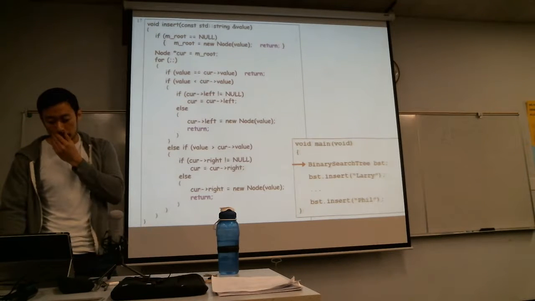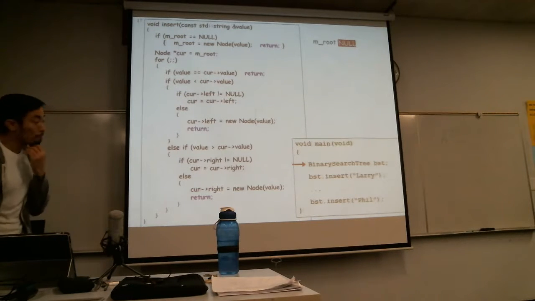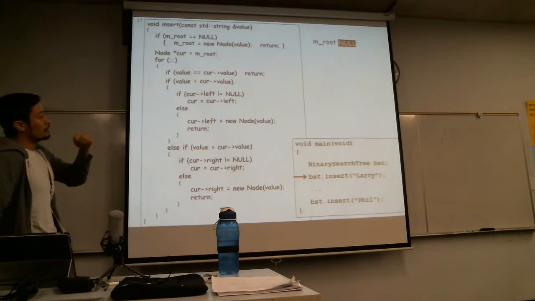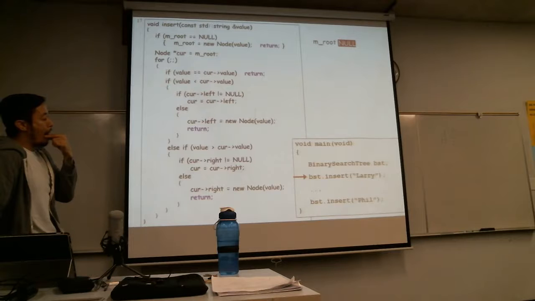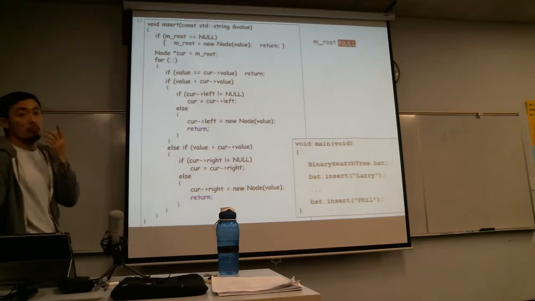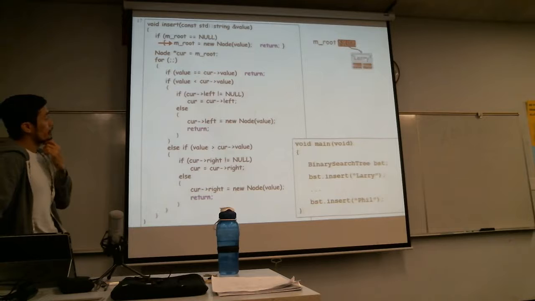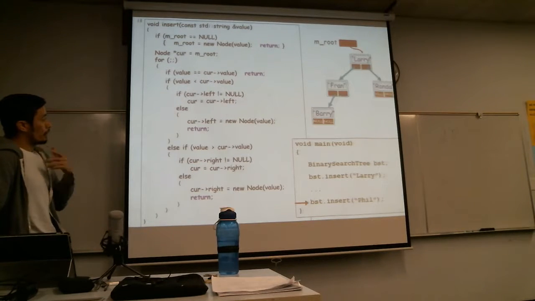So if I create a binary search tree, it starts out as null. If I insert Larry, what happens? You make a new node. Yeah, because the tree is empty, right? So make a new node and throw Larry in there. And that's how you draw that. And then we might do a few other things.